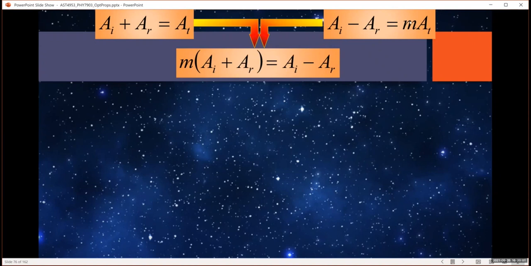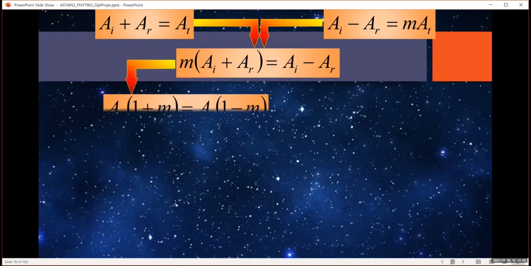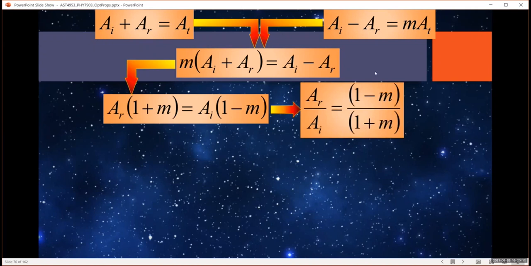All I've done here is to put in AT here from over here, and then I've rearranged it a little bit. So I've got the reflection and the incident on different sides. And now I've rearranged it. So I've got the amplitude of reflected light over the amplitude of incident light in terms of the complex refractive index.